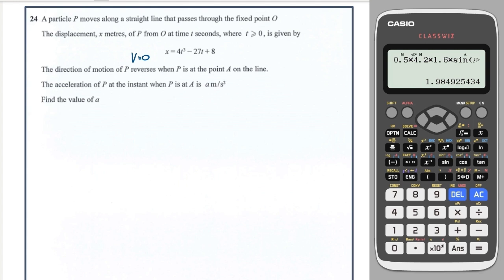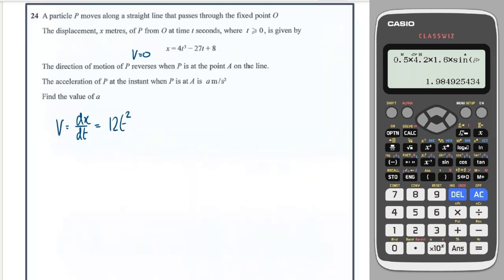Well, they're really making this unnecessarily complicated. So essentially, to find the velocity, we just differentiate the displacement. 3 comes down, times by the 4 to get 12t squared. And minus 27t differentiates to minus 27. And 8 is a constant, so that differentiates to 0. Like I said, we need to investigate the time when the velocity equals 0. So I'm going to set that equal to 0.